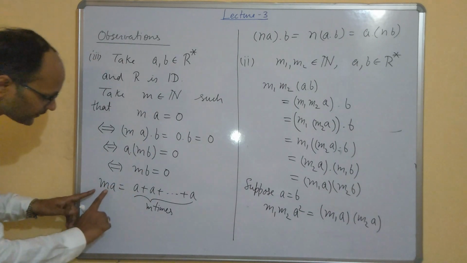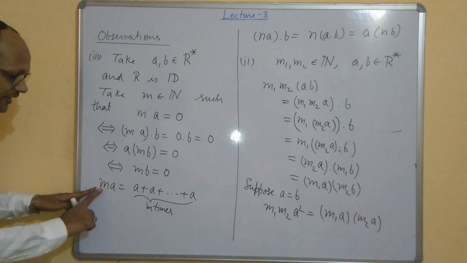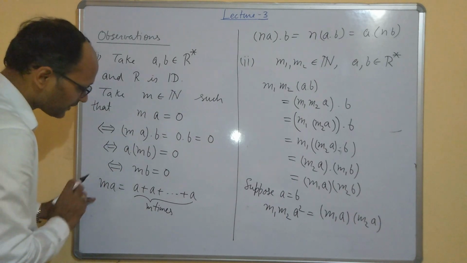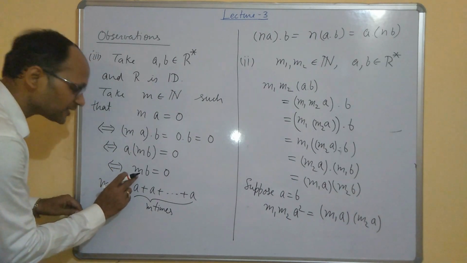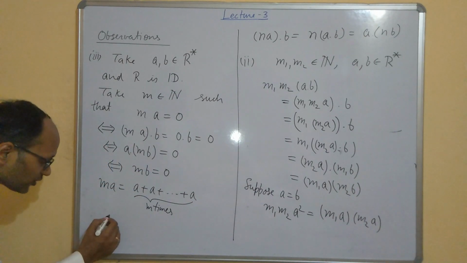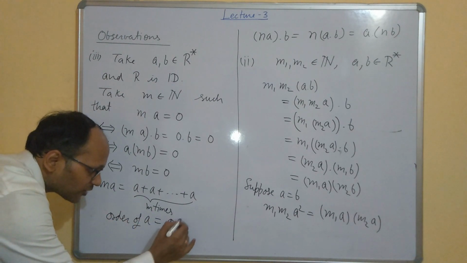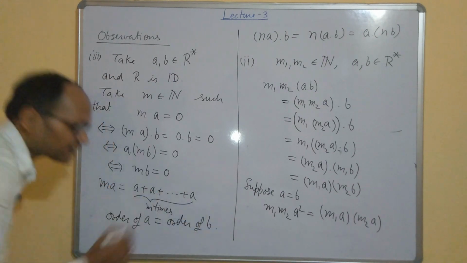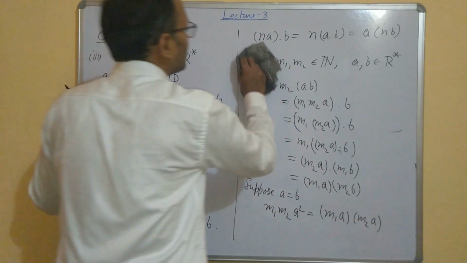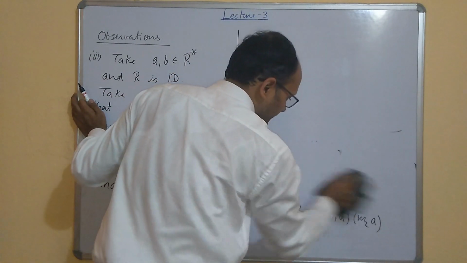Okay, take it in another way. Suppose m is the smallest number for which ma is 0, then m will be the order of a. If m is the smallest number for which ma is 0, then m will also be the smallest number for which mb is 0. So it means the order of a is the same as the order of b. So the conclusion here is that the order of any two non-zero elements in an integral domain is the same.